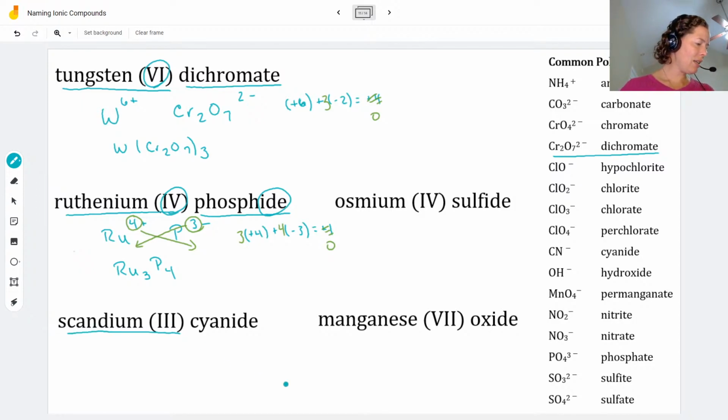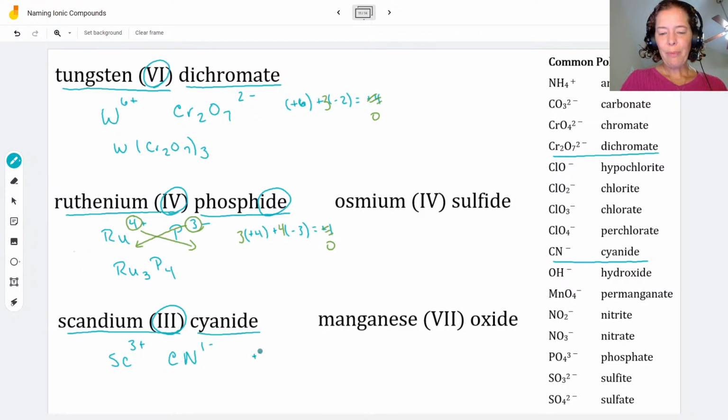All right. Scandium 3 cyanide. So scandium is atomic number 21. Its symbol is Sc, and that 3 tells me its charge. Cyanide, again, IDE can be confusing in this one, but cyanide is a polyatomic ion. Here it is right here, CN. This is why it is helpful to have them memorized, because then you can recognize them a little bit easier, a little bit faster.